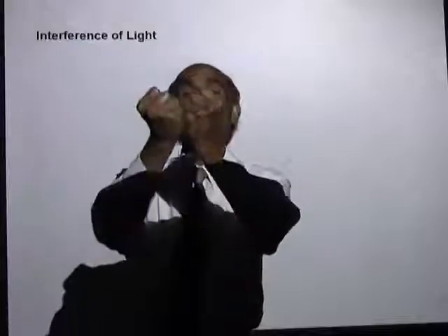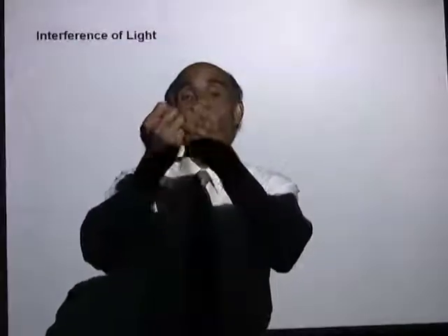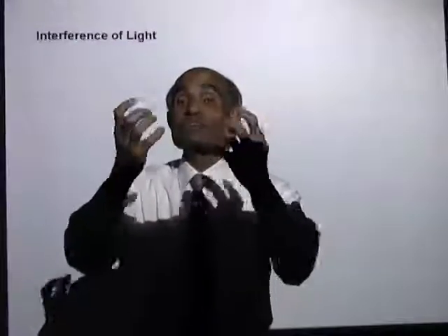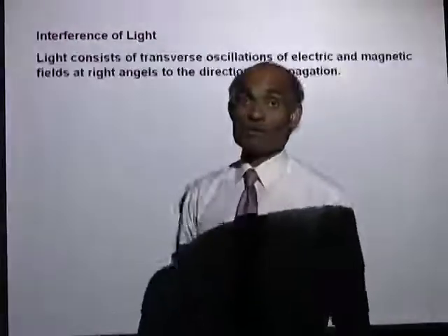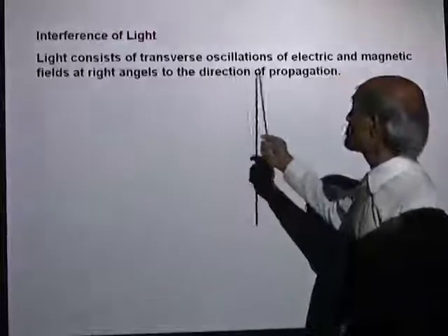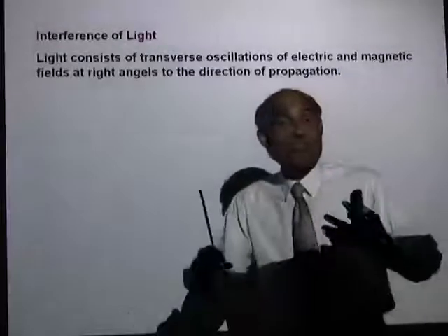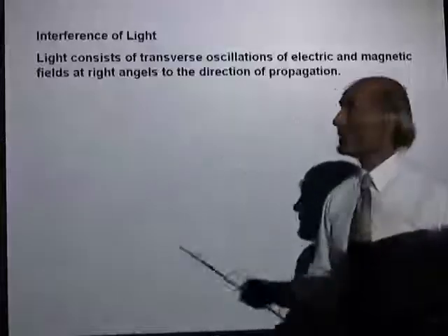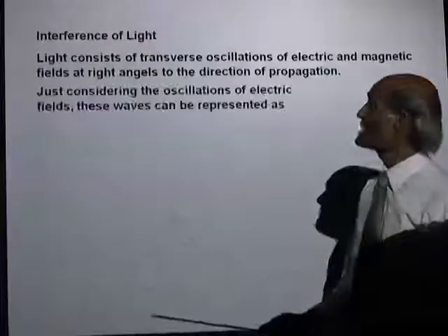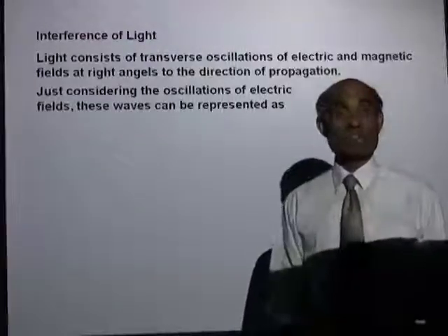So, can light undergo interference? Can a beam of light meeting with another beam of light sometimes produce no light or sometimes produce more light? Is that possible? Well, light consists of transverse oscillations of electric and magnetic fields. We talked about that in the last class, at right angles to the direction of propagation.